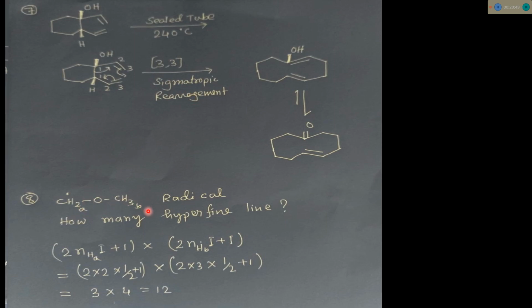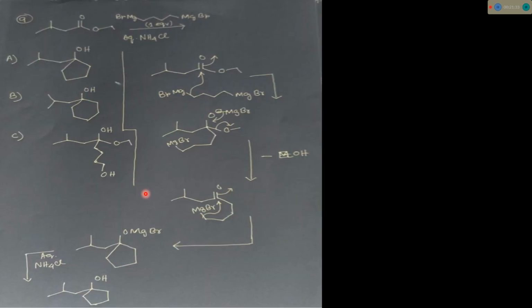Here a CH2OCH3 radical was given. The question was how many hyperfine lines we will observe in EPR. There are two types of hydrogen: one type is CH2, another type is CH3. You all know the formula 2nI plus 1. So it is (2n_A I plus 1) into (2n_B I plus 1). If we count, 2 hydrogens and 3 hydrogens, so 3 into 4 gives 12 lines. So we will observe 12 hyperfine lines for this radical in the EPR spectrum. So this is the question.